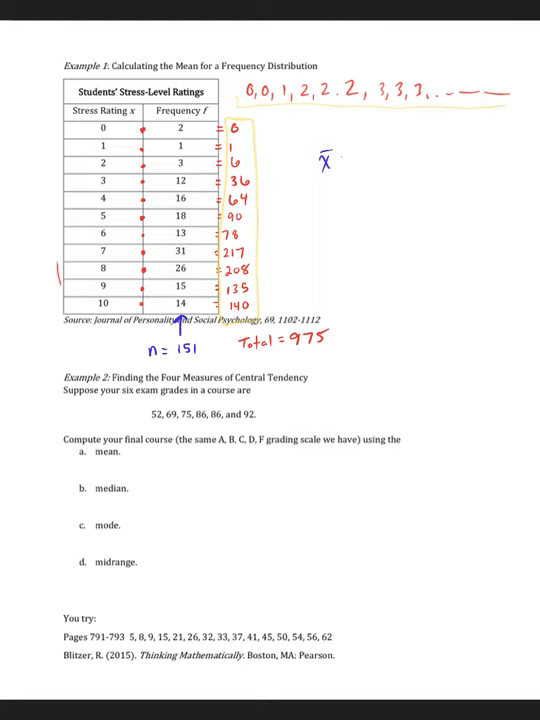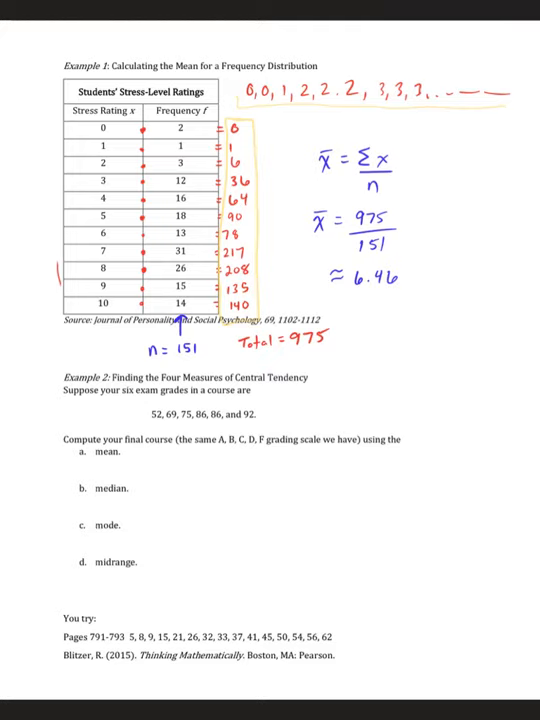So our x bar, keep in mind the formula here is we have to take the sum of all the x's and divide it by our n. Well, the x bar here is going to be the sum of all of our values, which would be that 975, divided by our n, which is 151. So that tells us it's approximately, when we divide this out in the calculator, 6.46 would be our mean. So that's saying the mean stress level for these students is going to be just about 6.5.